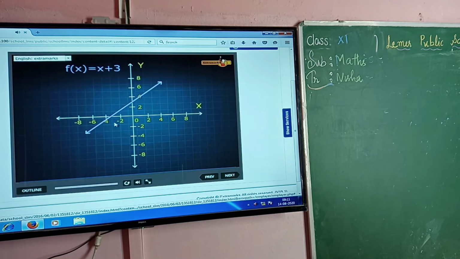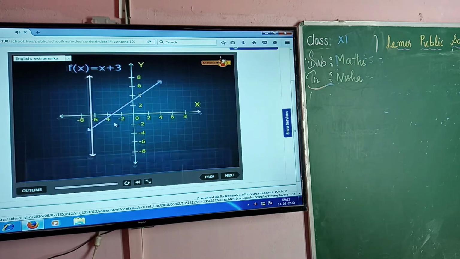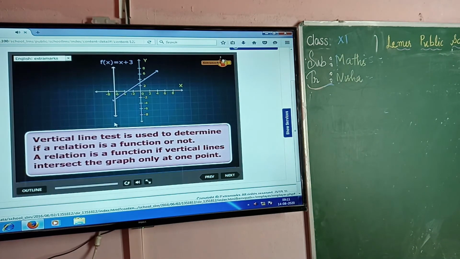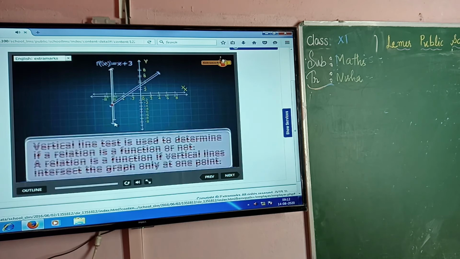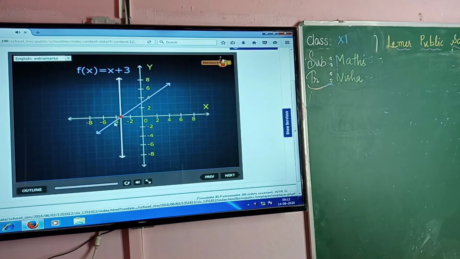We can strengthen the understanding of the function with the help of the vertical line test. Vertical line test is used to determine whether the given graph represents a function or not. The graph represents a function if a vertical line intersects the graph only at one point. For example, the graph of function y is equal to x plus 3 is intersected by vertical lines only at a point. Hence, it is a function.